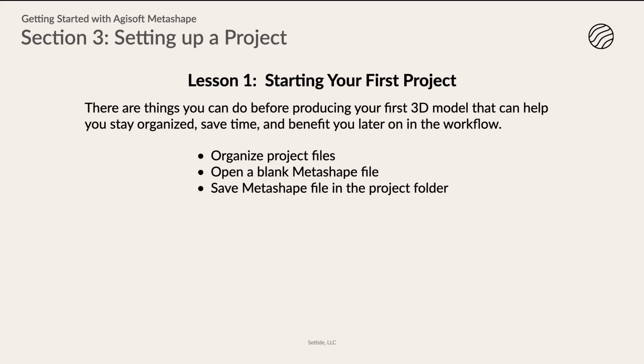So we're going to organize our project files, and I'll show an example of how I do that for every single project that I do. We're going to open up a blank Metashape file, and we're going to save it in the project folder location. So very basic, but very important to go through. Okay, so let's go ahead and open up our blank Metashape file and organize our project files.